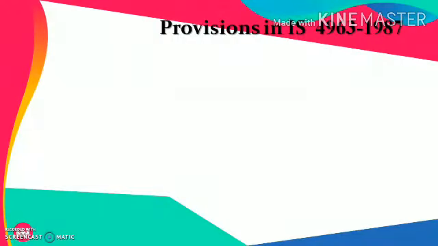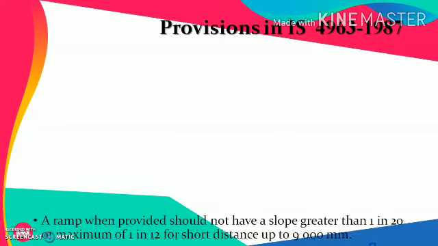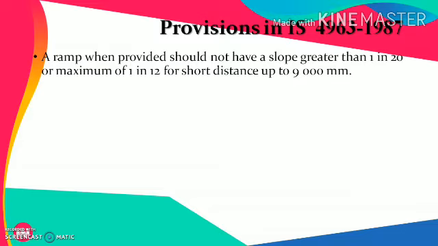IS 4963 1987 describes the provisions or requirements of ramps, particularly from the point of view of use by physically challenged persons who are using wheelchairs for communication or traveling. As per IS 4963 1987, a ramp should not have a slope greater than 1:20, or a maximum of 1:12 for a short distance up to 9000 mm or 9 meters.